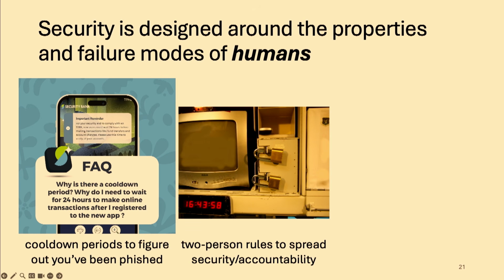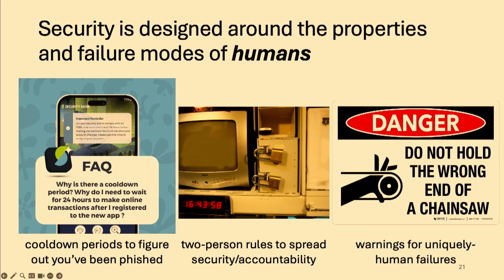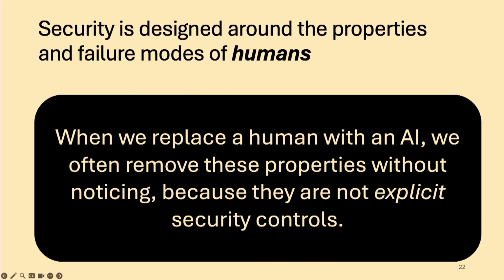We have systems where we put two-person rules in place because we expect that two humans are going to be different enough that they might fail in different ways, or they're going to have slightly different context, so that we can spread security accountability. And there are also things we have to put in place because some humans are just completely stupid. And so we have warnings and defenses in place for uniquely human failures. The point here really is when we replace a human with an AI, these properties can go away, and somewhat silently, because they're not explicit security controls. It's not necessarily something that shows up in a security write-up or in threat model documentation.